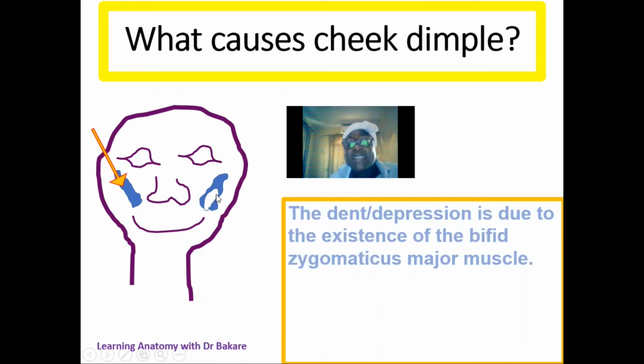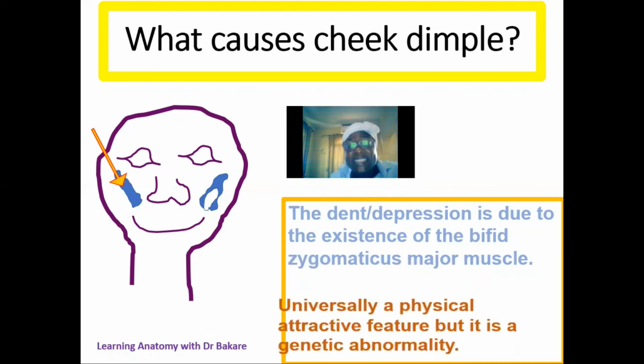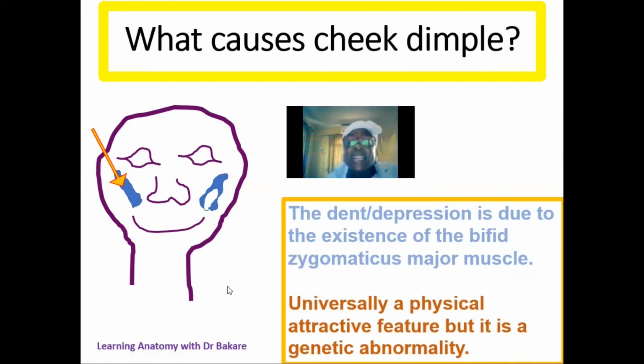When there is a smile, there's contraction of this muscle, and this tends to create a form of depression around this space, and that is seen as a dent on the cheek. Universally, the cheek dimple is seen as a physically attractive feature, but it is a genetic abnormality. So it is an abnormality of the Zygomaticus major muscle that causes cheek dimples.